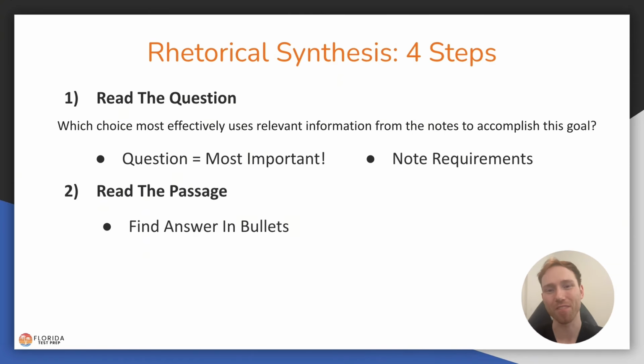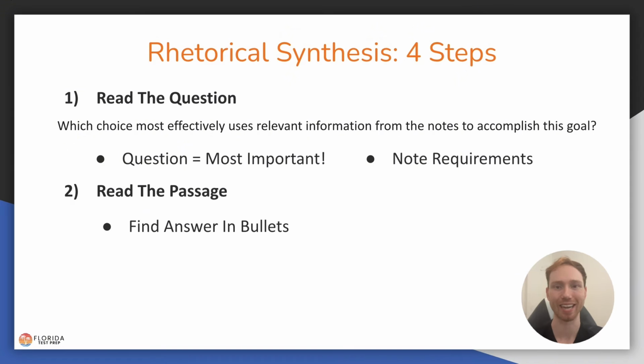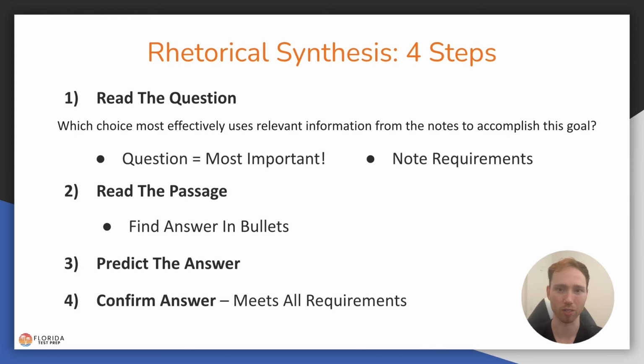Next, you want to go ahead and read the passage. You want to go ahead and find your answer in the bullet points. It should be explicitly stated. And once you find it, predict your answer, more or less paraphrase it so you know what to look for in the answer choices, and then confirm your answer. So once you choose an answer in the answer choices, you need to go back and confirm it with the question itself. You need to make sure it meets all of the requirements. But these questions are fairly straightforward, and if you do this, you're very, very likely to get them all right.